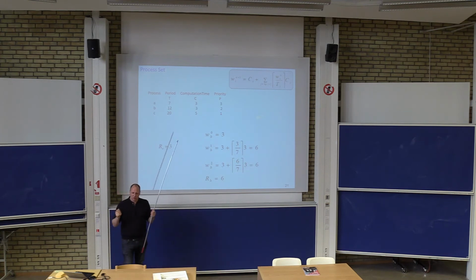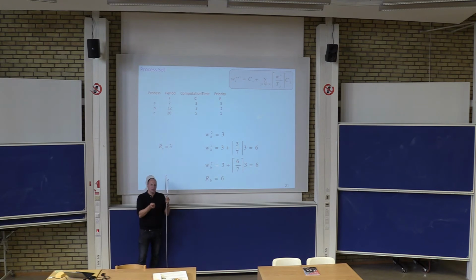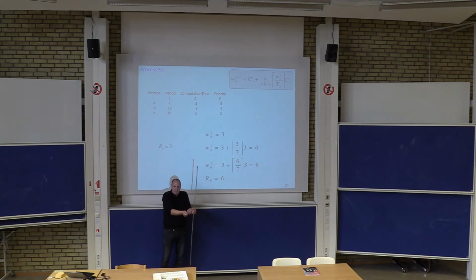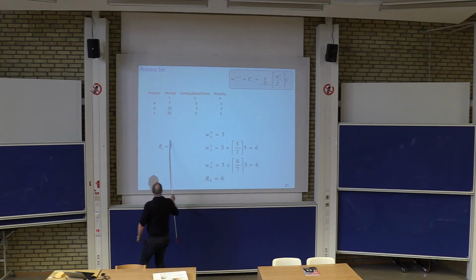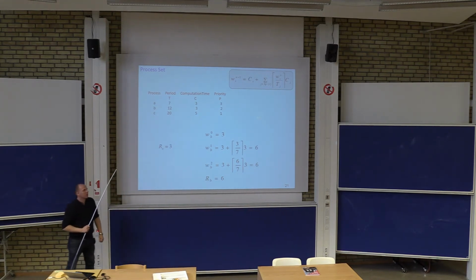So when we are the highest priority, what will be the response time? It's the same as the computation time, because there is no other process that can preempt you, right? As soon as you would like to start to execute, you will also get access to the processor, and you will continue to execute until you're done. So for the highest priority process, the response time is equal to the computation time. So that's why RA is equal to 3.